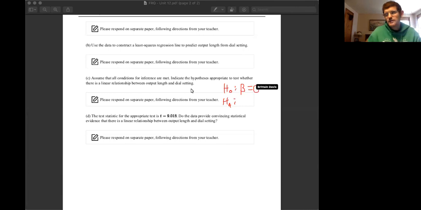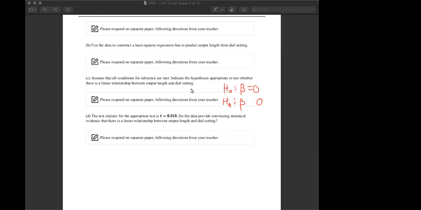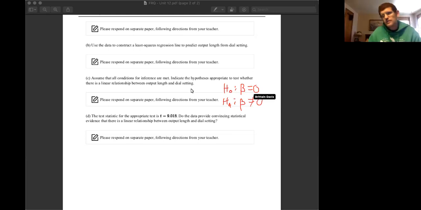We're saying there's no relation. Now our alternate could be that beta is, well, in this case, maybe let's just answer it for this one specifically. What might you write your alternative hypothesis as? Beta not equal to 0. I think not equal is the best assumption here.